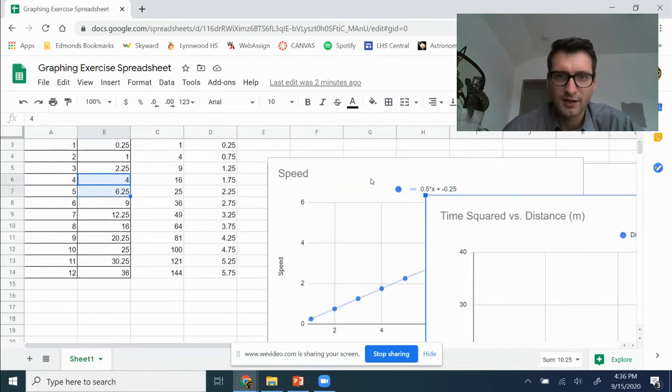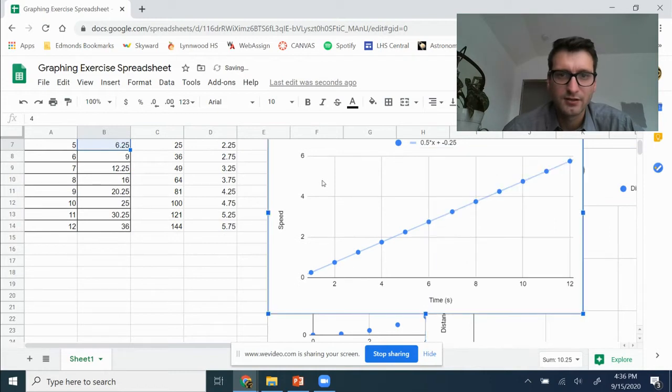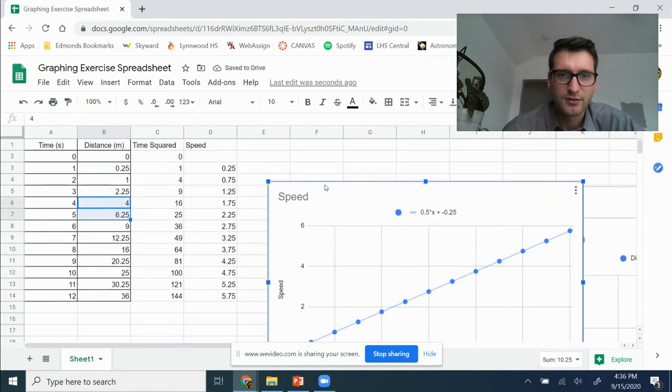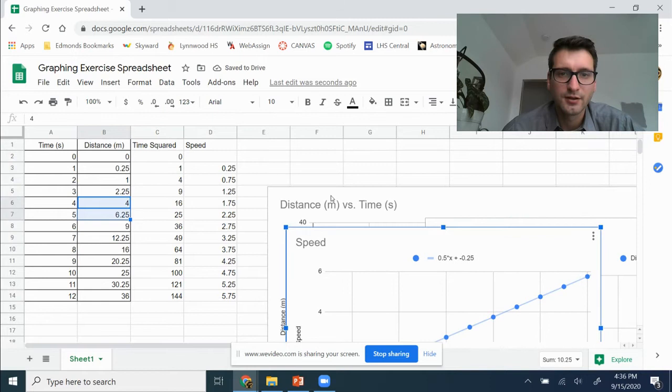Let's get that graph out of here and this graph out of here. All right, we're going, come on, right?